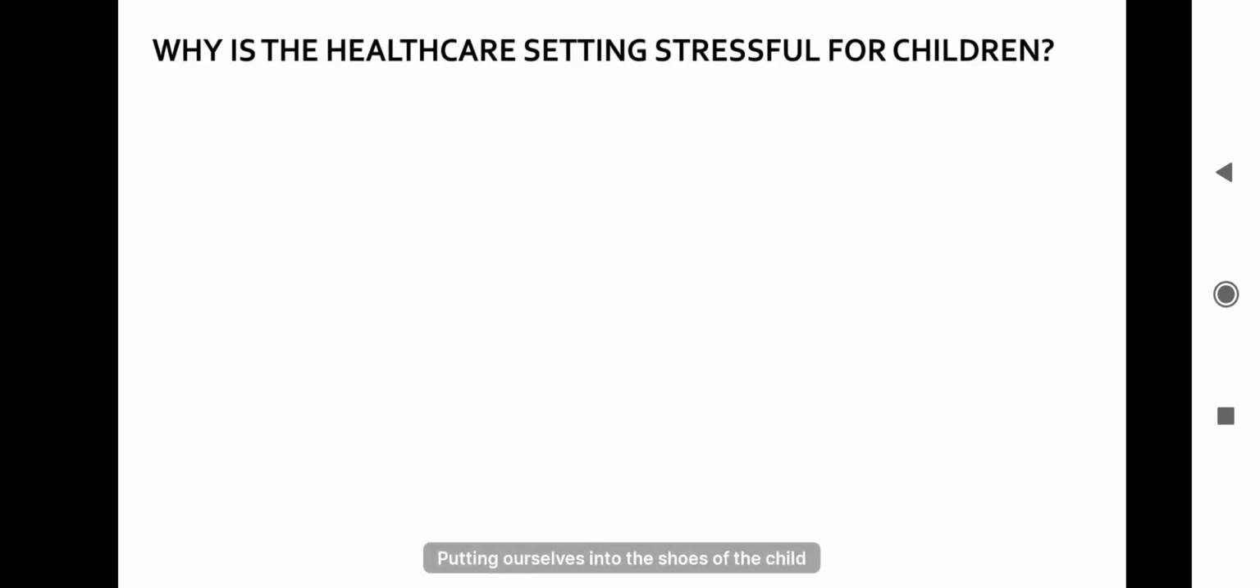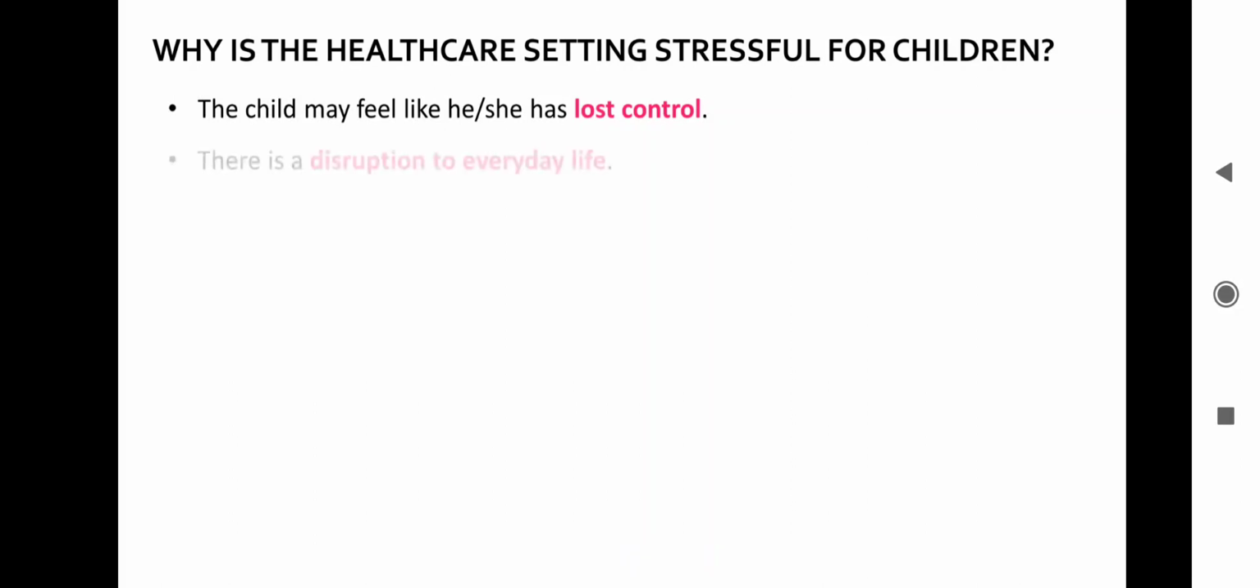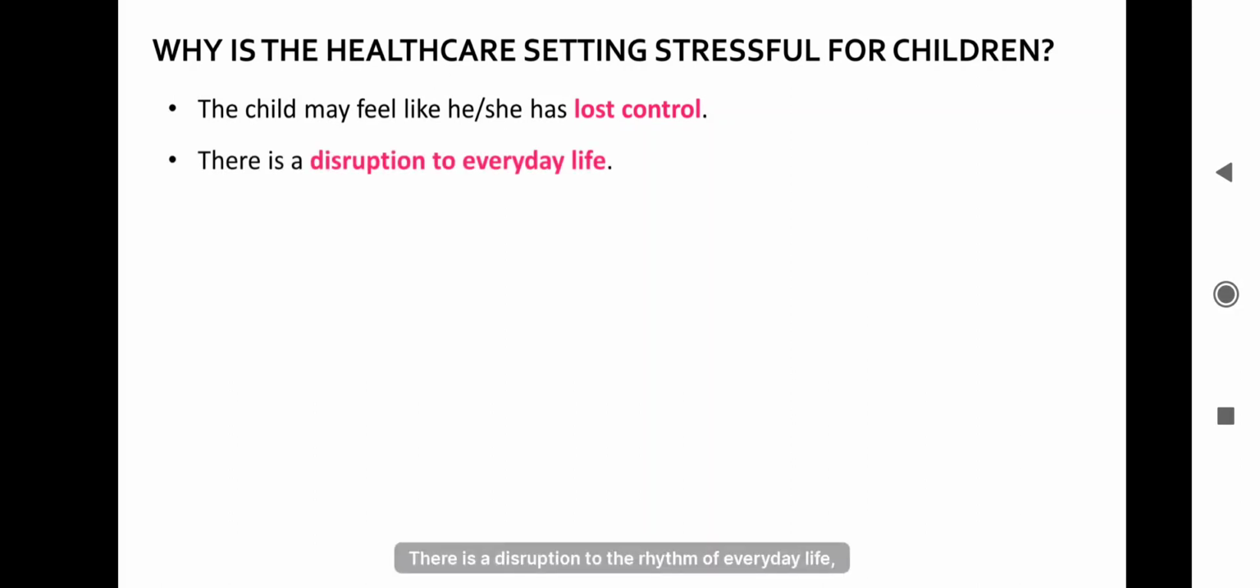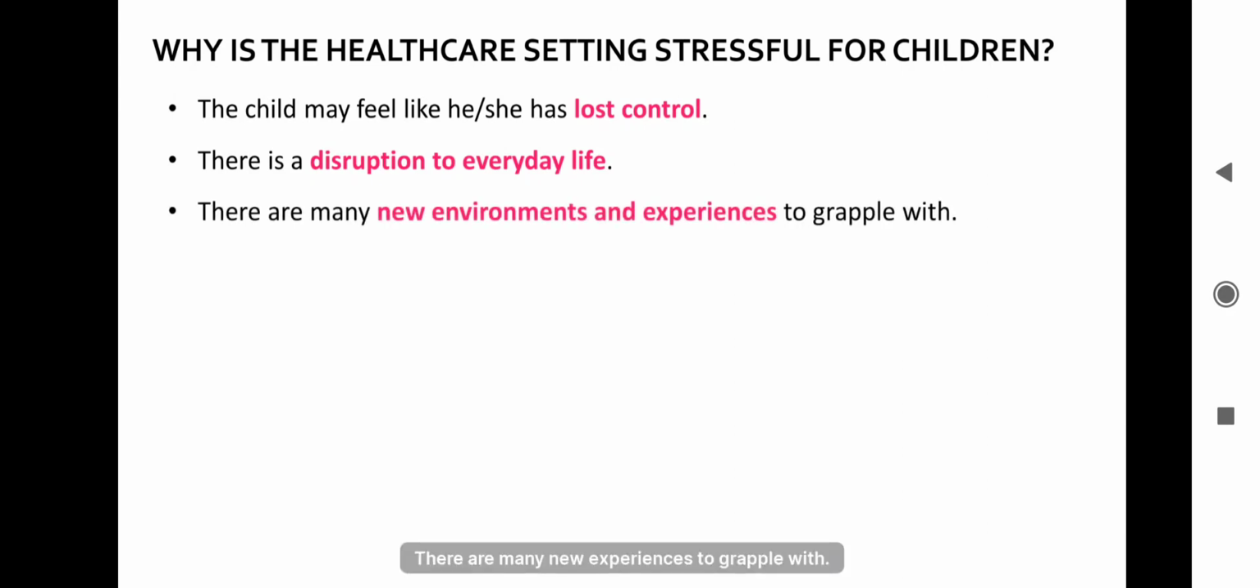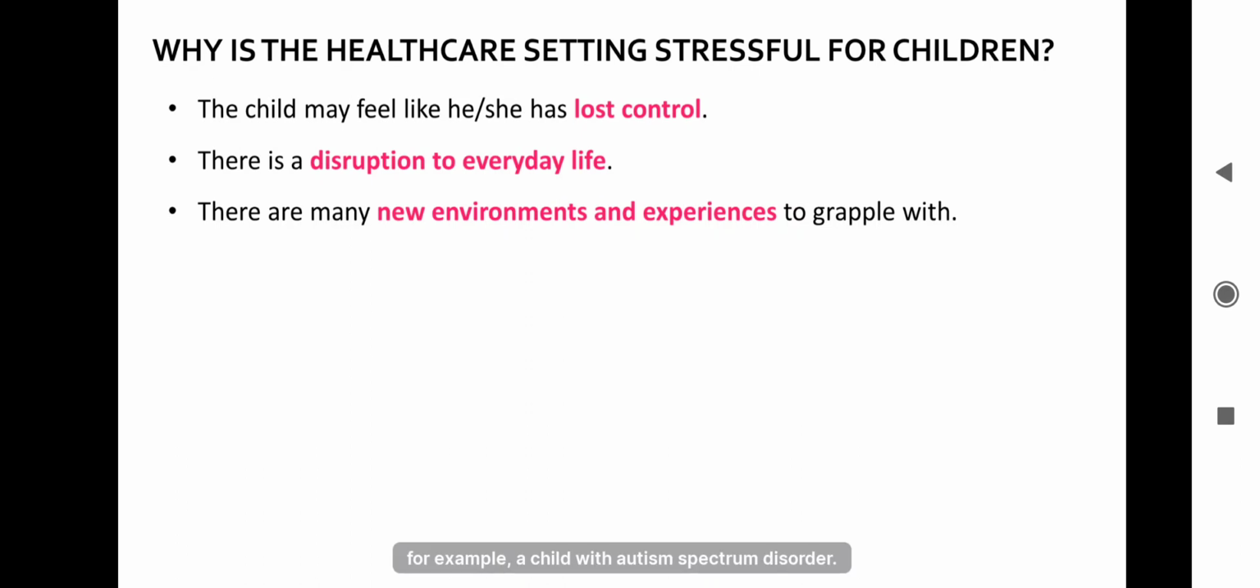Putting ourselves into the shoes of the child will help us understand why the experience is so daunting. The child may feel like he or she has lost control. There is a disruption to the rhythm of everyday life, separation from the familiar environment of home or school, and missed social interactions with siblings and schoolmates. There are many new experiences to grapple with. This may be especially challenging to someone who prefers sameness and routines, for example, a child with autism spectrum disorder.